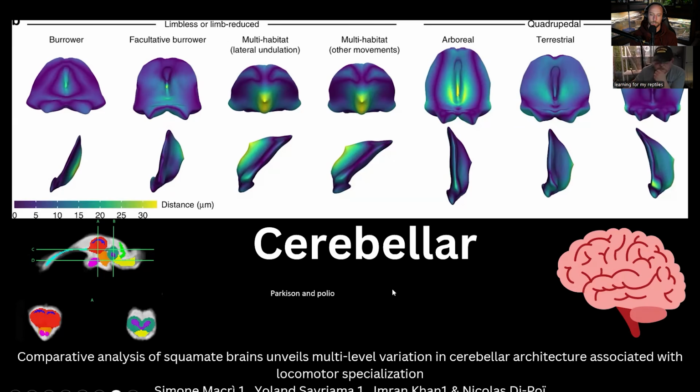Right. So this is sort of just showing, it's interesting, the size of the cerebellum increases or decreases based off how much different type of movement or locomotion that these animals participate in. If you're somebody that's just a burrower, you have a relatively small cerebellum compared to something that's more multi-habitat, which is going to have to move in a larger variety of ways. That change actually increases the size of that part of the brain, which controls motor movement, which sort of makes sense.